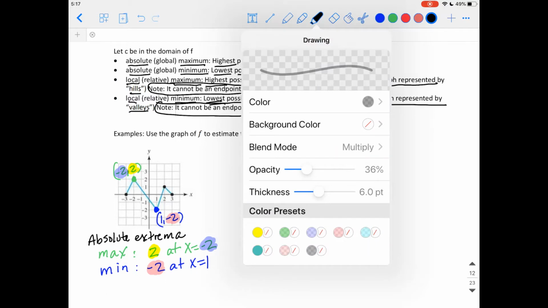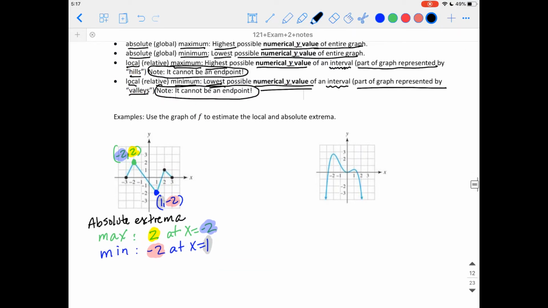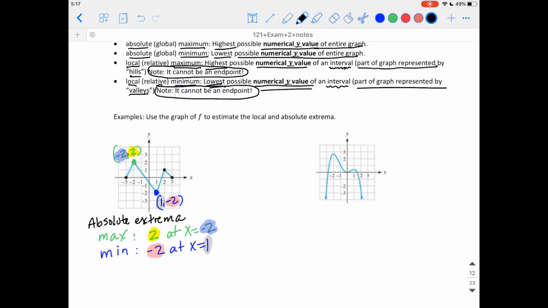We're going to do 1, and it's that one right there. Now, local extrema. Hang tight. So our local extrema are categorized by hills and valleys.